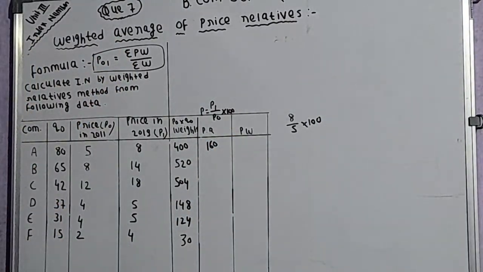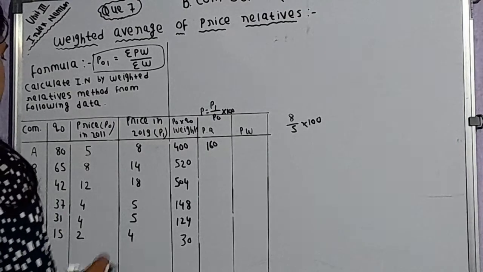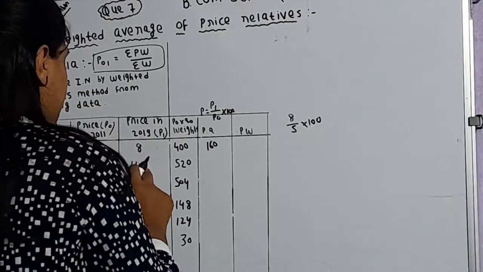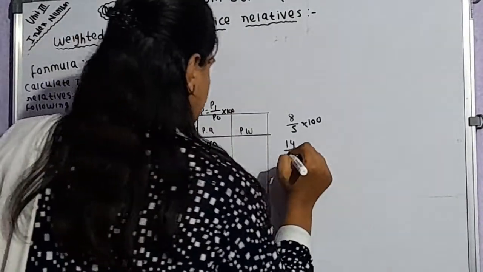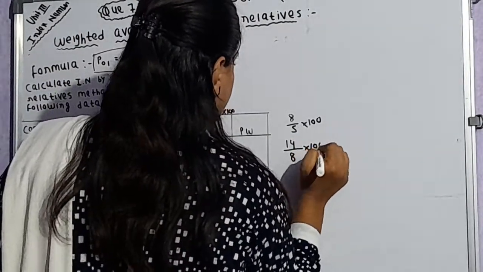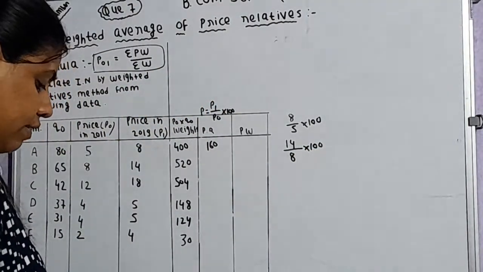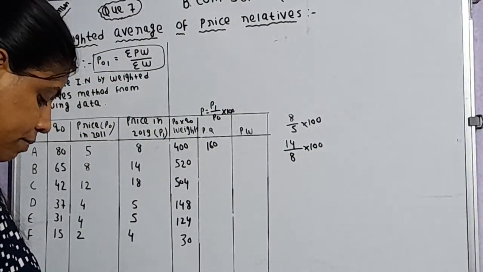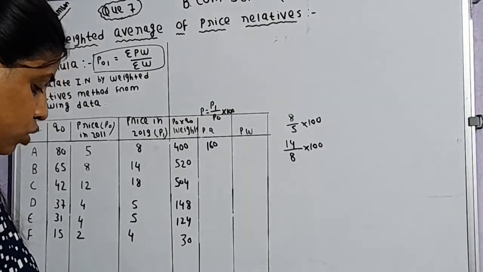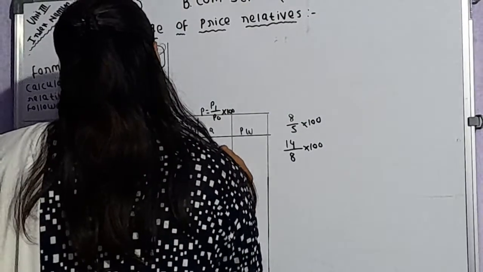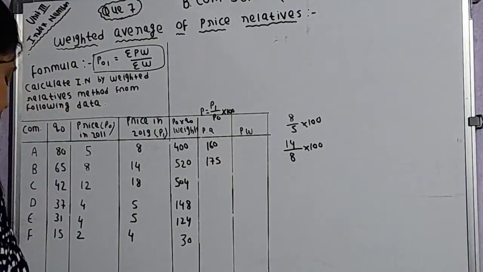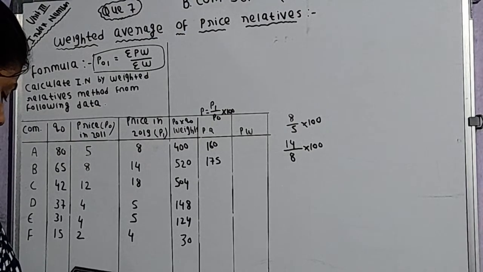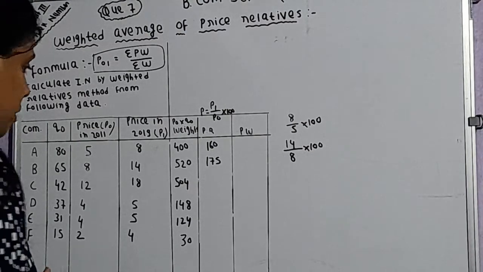After that, we are going to do the same for commodity B. For current year, price is 14, for base year it is 8, multiplied by 100. 14 divided by 8 multiplied by 100 comes to 175. After that, for commodity C, it is 18 in current year, 12 in base year, multiplied by 100. So it comes to 150.